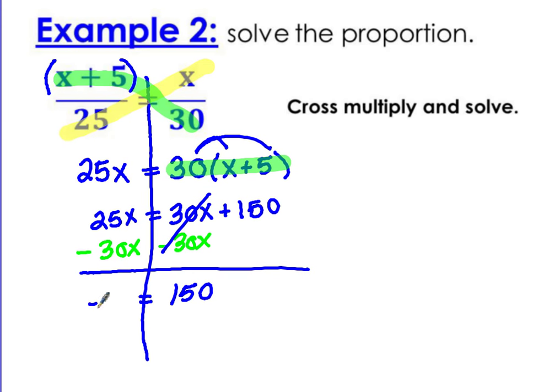And on this side, I end up with a negative 5x. So my next step would be to box my variable and solve, but there's no need to actually put a box around it because there's nothing else I can do with it. So I'm going to go ahead and get rid of negative 5, so I'm going to divide by it. When I divide by it, that goes to 1, so I'm left with x on this side. And on this side, I get a negative 30.